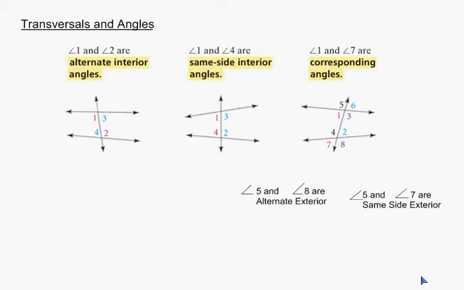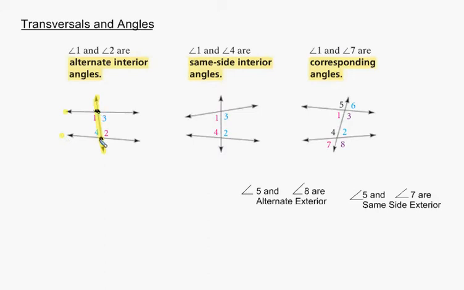We are going to look at transversals and angles created by transversals and relationships that we can find with those angles. A transversal is a line that crosses two other lines at two distinct points. So here's an example. That's a line. It crosses these other two lines, right? And it crosses them at these distinct points, right?